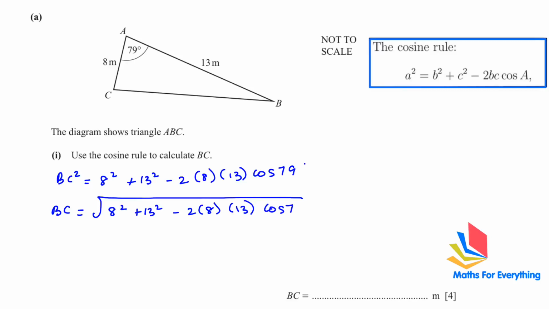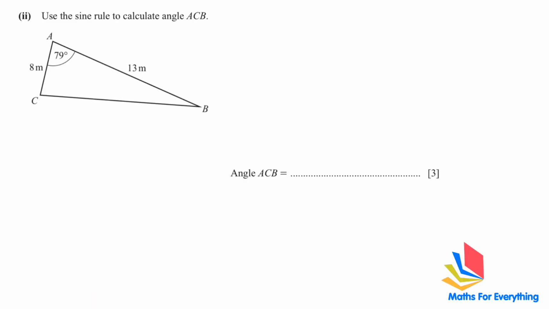If you do so, you don't have to round it before. And 13.9 is the answer that we got. So BC is 13.9 meters. A very easy question if you know your formula.